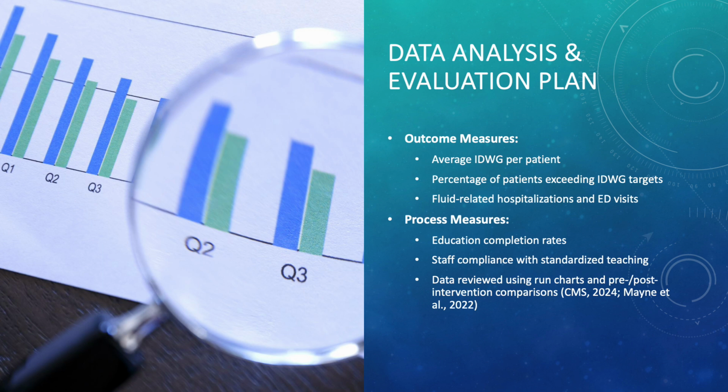Program effectiveness is evaluated using both outcome and process measures. Outcome measures include average IDWG, the percentage of patients exceeding weight gain targets, and fluid-related hospitalizations or emergency department visits. Process measures track education completion rates and staff compliance with standardized teaching. Data are reviewed using run charts and pre and post intervention comparisons to determine whether observed changes are meaningful and sustained.